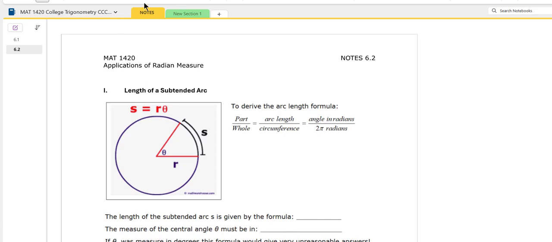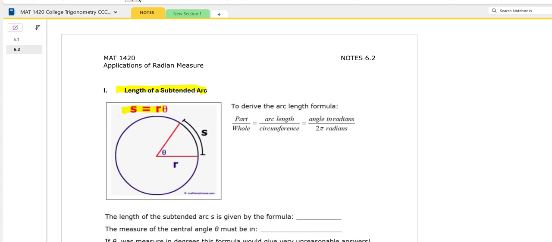Okay, so we're going to look at a couple of different things in this part of 6.2. What we're going to look at first of all is the length of a subtended arc. We have a simple formula for that, which is S equals r theta, where r is the radius of the circle, theta is the central angle in radians, and S is the arc. I want to show you where that formula comes from.